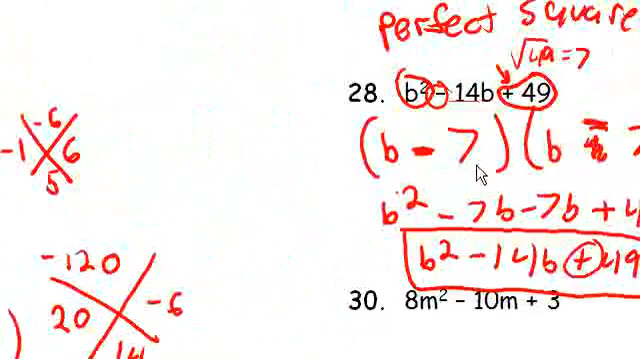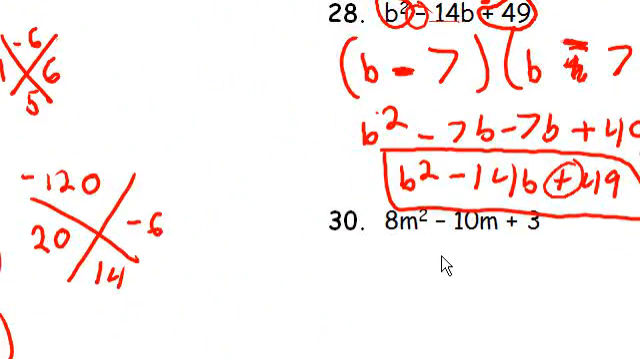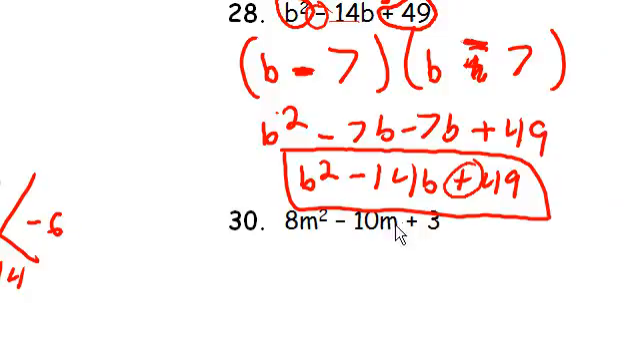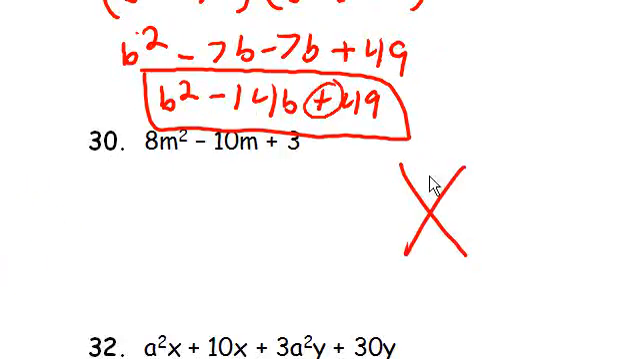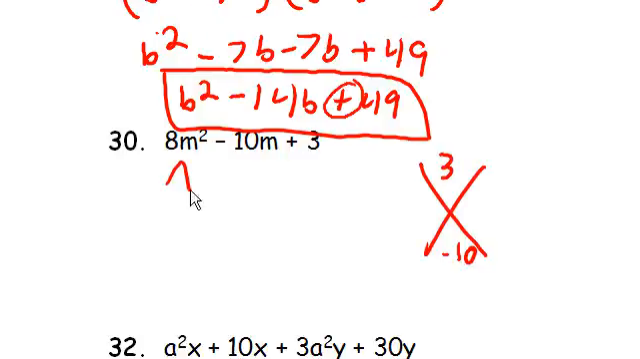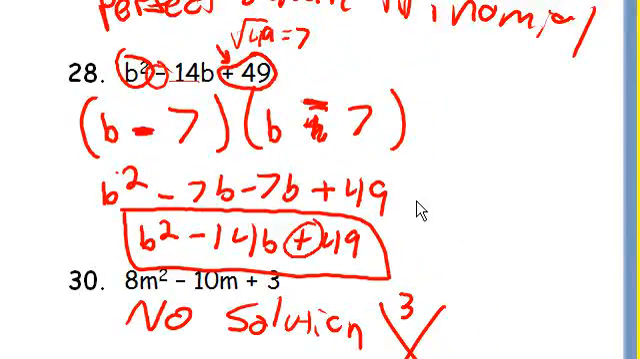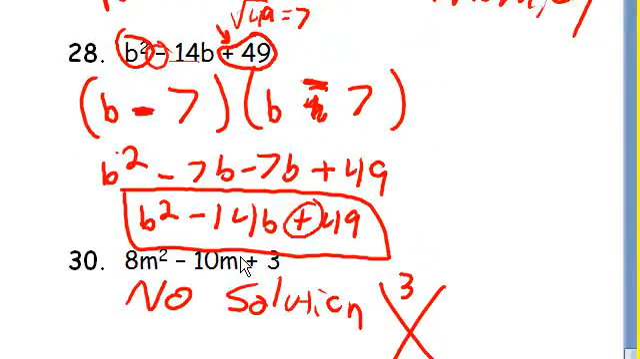Alright, let's move on to 30. 8m squared minus 10m plus 3. Okay, so we want to figure out what two numbers multiply to 3 but add to negative 10. None do, so I'll just write no solution. Alright, let's move along to the last few problems.